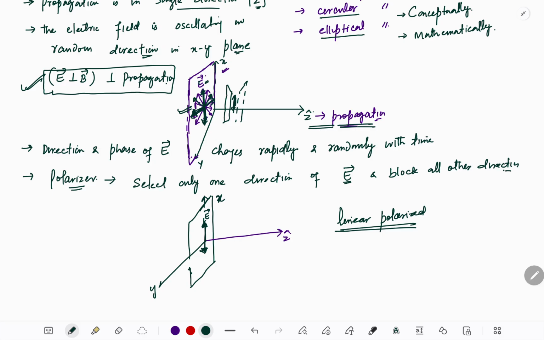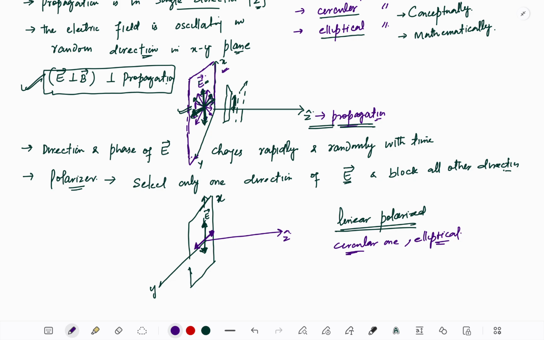Or we can pass two components, like this component of the electric field as well, so that two components pass through the polarizer and all other electric field gets blocked. Then this could be the circular one, or it could be the elliptical one. That depends on many factors, such as the maximum value and the phase. All these things will be discussed in detail. I hope you understand what I mean.